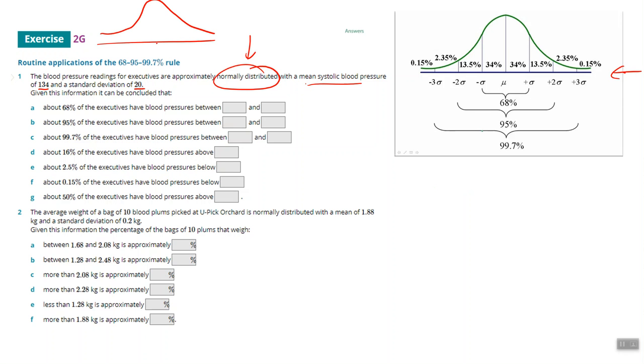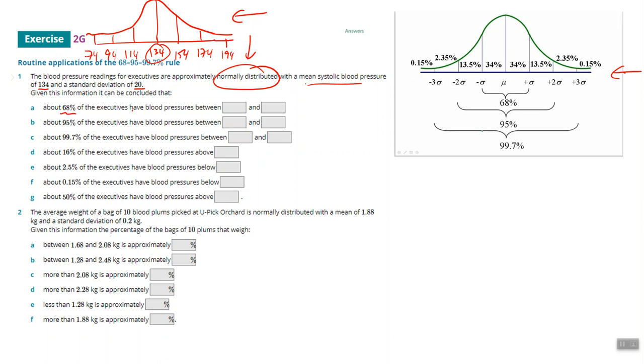My mean is 134. If I'm one standard deviation away from the mean to the right, then I just add 20. So this is 154. If I add one more standard deviation, I'm at 174. One more, I'm at 194. Let's go backwards. If I subtract one standard deviation from the mean, moving one to the left, I get 114. One more, I get 94. Another one more, I get 74. It's really important that you draw this so you can answer the question.